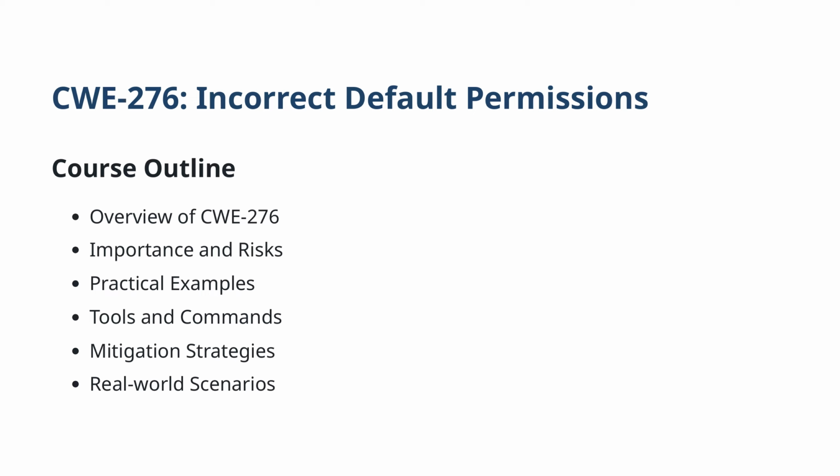Following that, we'll look at tools and commands that can help you identify and manage permissions. We'll also talk about various mitigation strategies to prevent issues. Lastly, we'll examine real-world scenarios where incorrect default permissions have had significant impacts. This structure will help us understand not just the theory, but also the practical implications and solutions.